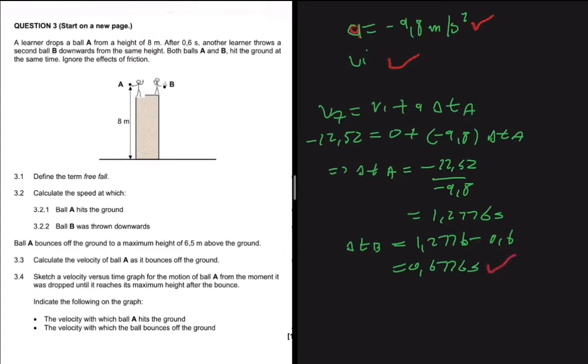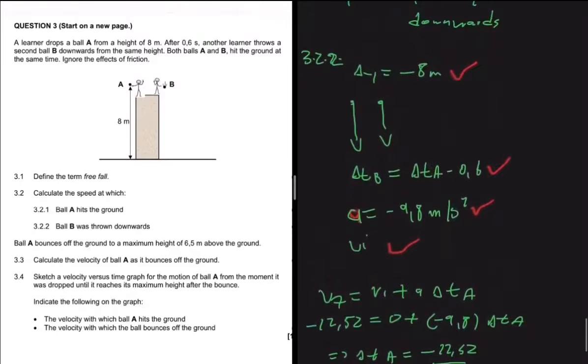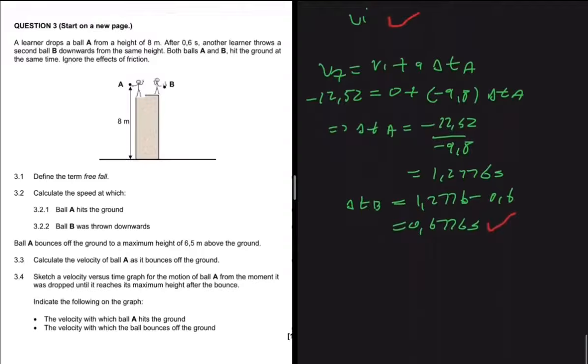So now we have delta T for ball B, right? Since we have delta T for ball B, we can then, using the information for ball B, say that delta Y is equal to VI multiplied by delta T plus a half A delta T squared, right? So what is delta Y? We know fully well that that is minus 8.